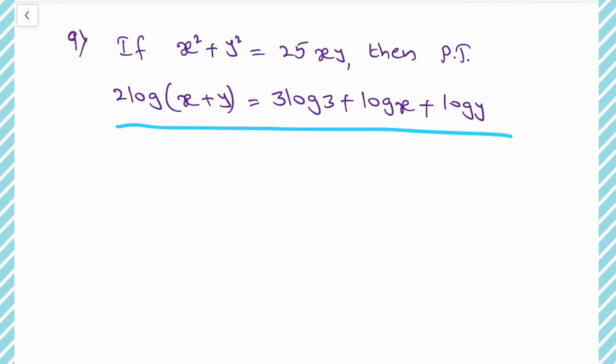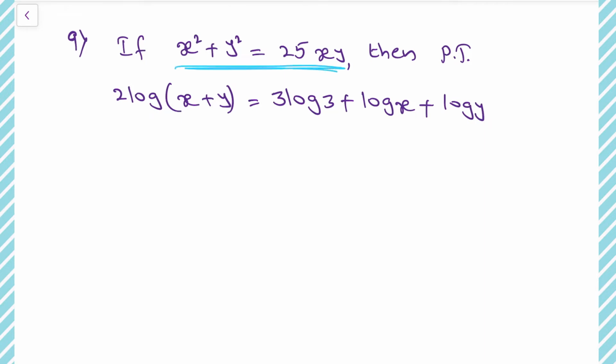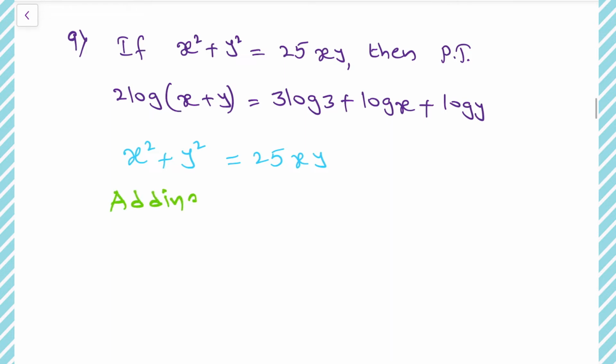In this total, all terms are plus only. So the first logic is everywhere we need to do plus only, not minus at all. So now take the one condition they give: x square plus y square is equal to 25xy. From this second line I got to know that all terms are plus only. So whatever I do, I need to go with plus only. That's why I am adding 2xy on both the sides. You will get to know in the next step why I am adding 2xy only, why not some other number.